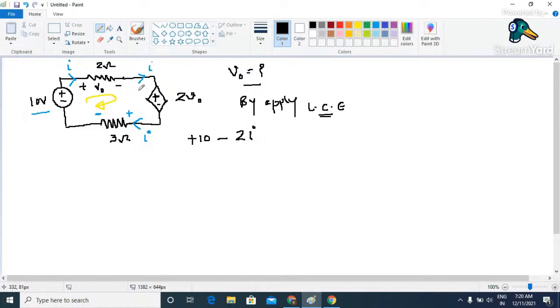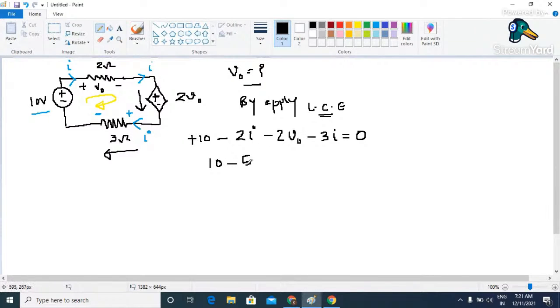In the same way, when we are moving through this particular element, we will experience a voltage drop because we are moving from plus to minus. So it will be minus 2 into V naught. And then when we are moving through this particular element in the direction of current, we will experience a drop because we are moving from plus to minus, so a drop has to be negative. So minus 3 into I, and this is going to be equal to 0. Now if we rearrange the terms, we can write this equation as 10 minus 3 and 2.